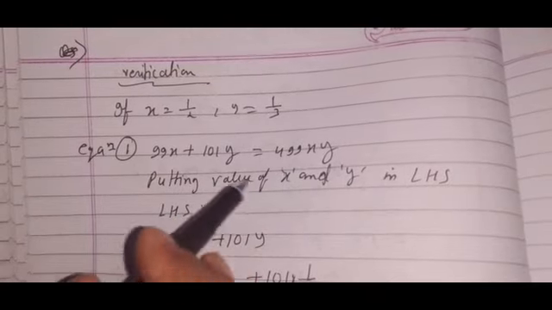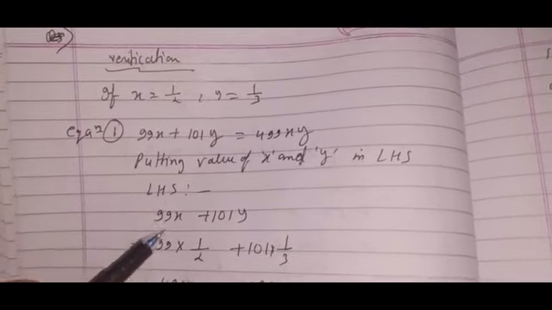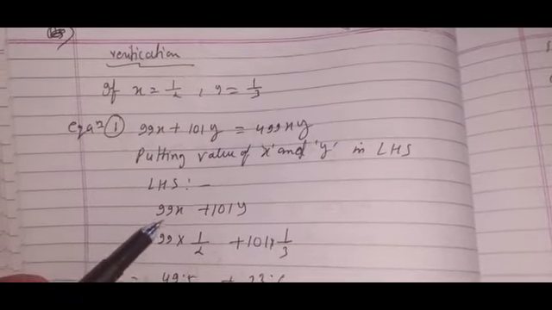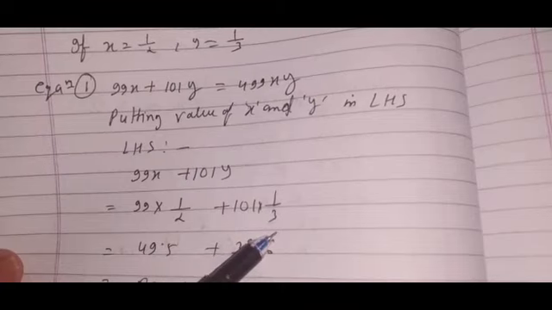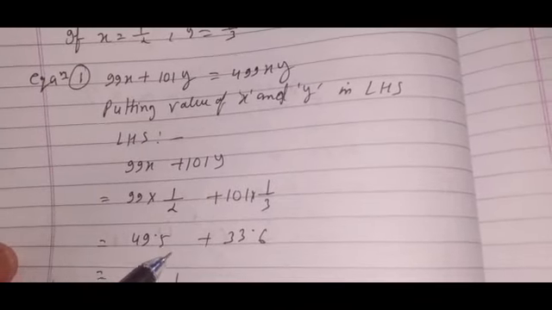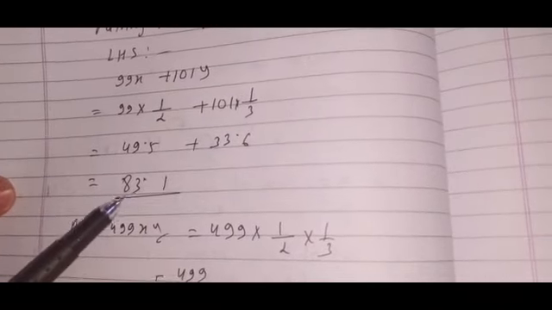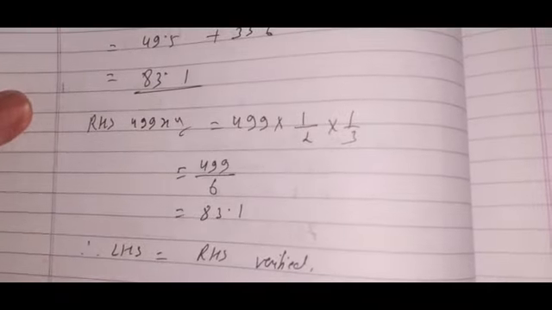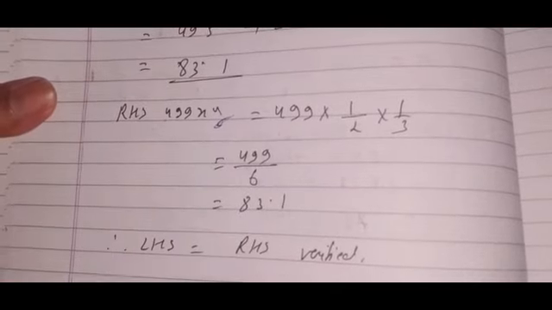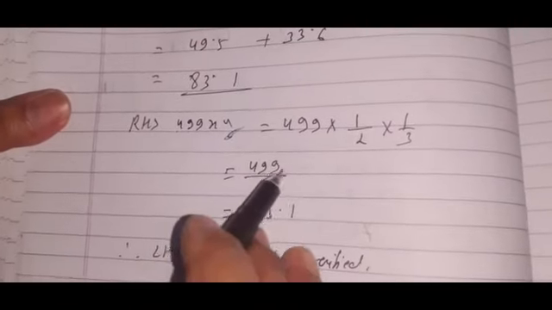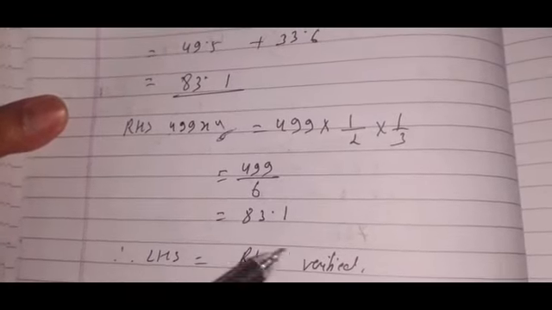And as I have explained, I just put in all the values, and I just copied the LHS here: 99x plus 101y, that is 99 into half, plus 101 into 1 by 3, the value of y. When you calculate it, this is 49.5 and this is 33.6 and something more. When you add, approximately it is 83.1. And in the RHS, that was 499xy, you put 499 into half into 1 by 3, and again you get the same answer, approximately 83.1. So LHS and RHS are equal, which means our values were correct.